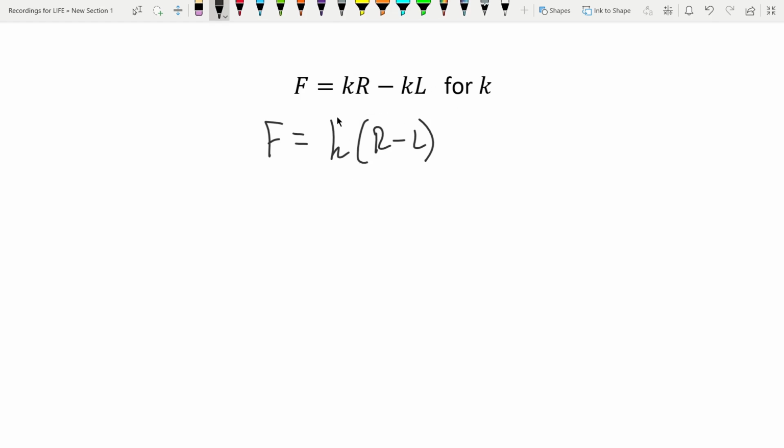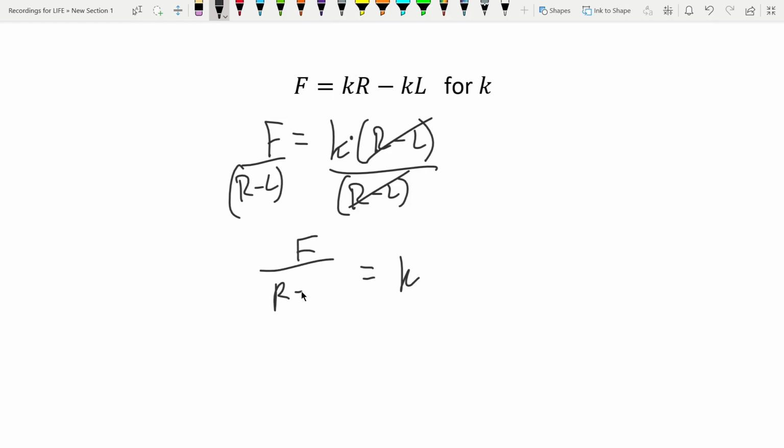Okay, the reason why this is important is because now we can get k by itself. K is multiplying by just some number, right? R and L are just numbers. So if you have a number multiplying the variable you want, divide that number out. And then you're going to divide to both sides of the equation. Those, of course, cancel, and we get left with k equals f divided by r minus l.